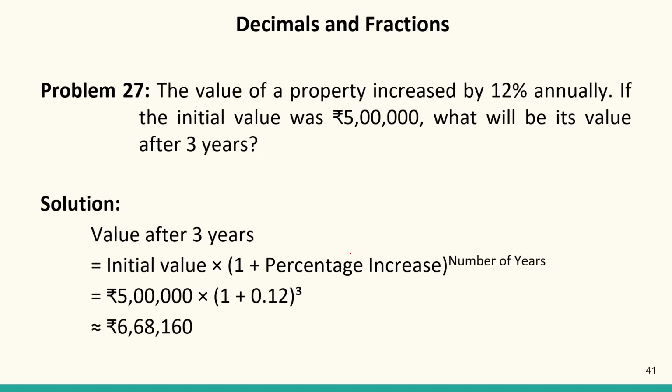Okay, we have used a formula down here, that is 1 plus percentage increase power number of years. So this will be equal to 5 lakh into (1 plus 0.12) power 3, that is 6,68,160. Okay, we can use this direct formula here. Now how this formula is derived, we will learn in the topic simple interest and compound interest, in the further lectures coming soon.